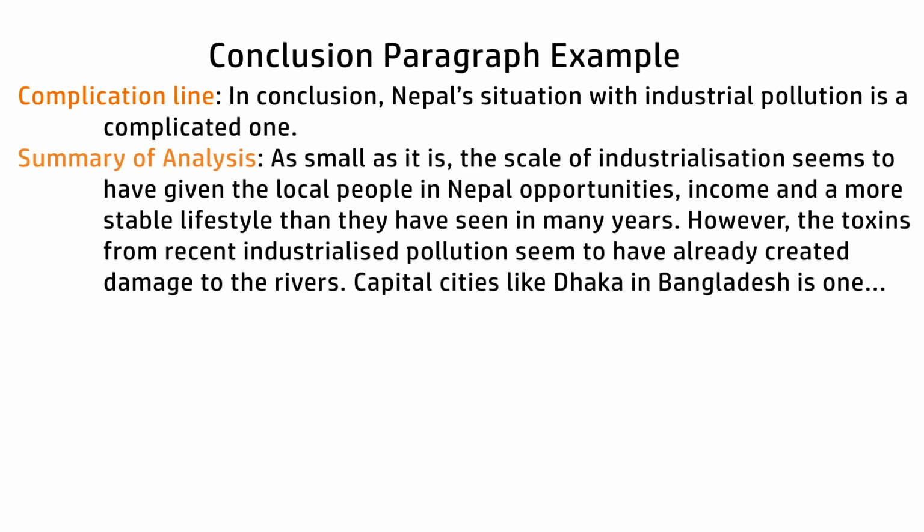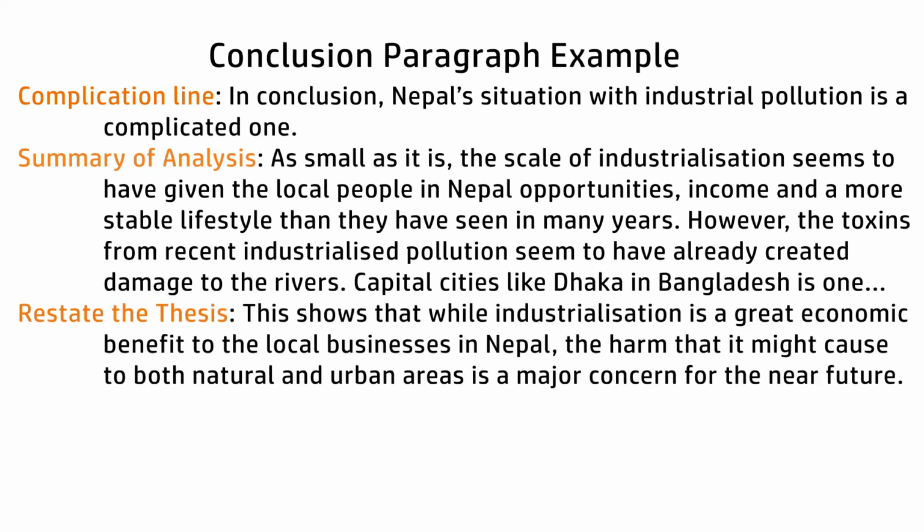However, the toxins from recent industrialized pollution seem to have already created damage to the rivers. Capital cities like Dhaka in Bangladesh are one that has been seeing damage done from pollution over many years and is an example of what might happen if industrial activity is at its peak. Restate the thesis. This shows that while industrialization is a great economic benefit to the local businesses in Nepal, the harm that it might cause to both natural and urban areas is a major concern for the near future.